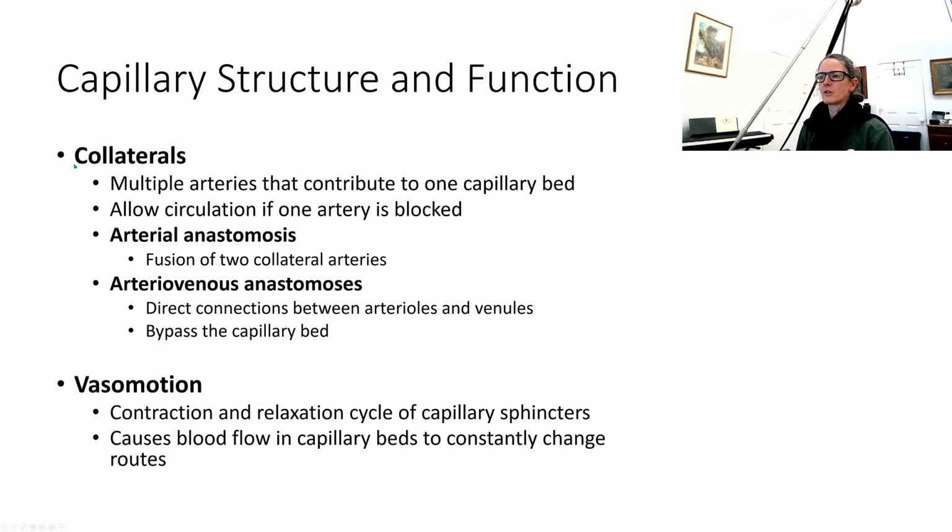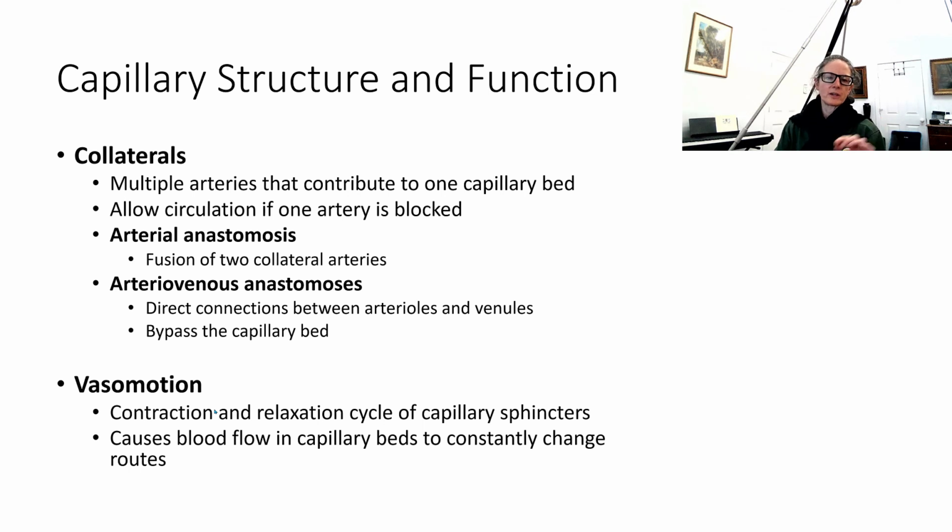So we have something called vasomotion, and that is where we have these precapillary sphincters that are relaxing and contracting in cyclic sort of alternation. And that allows for part of the capillary bed to be perfused at one moment and another part of the capillary bed to be perfused at another moment, and so forth. So all the tissues are getting perfused, but are getting kind of perfused in this cyclic manner.